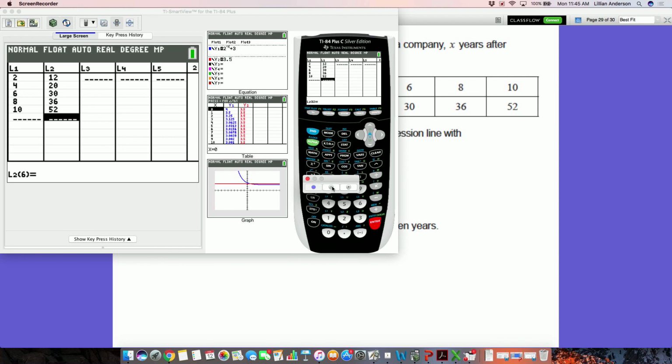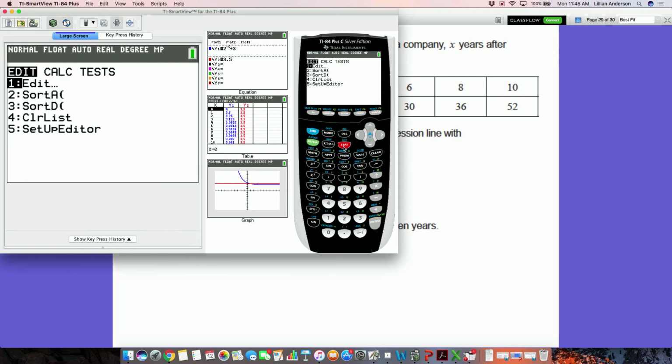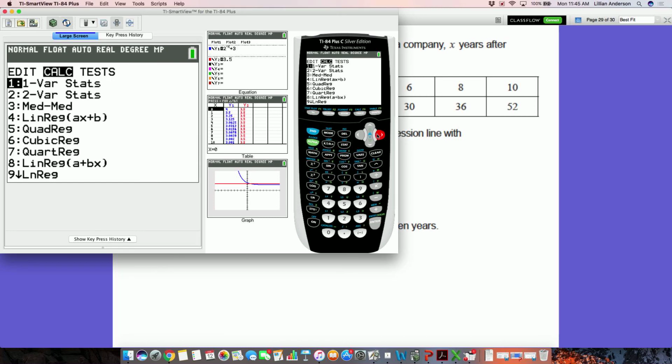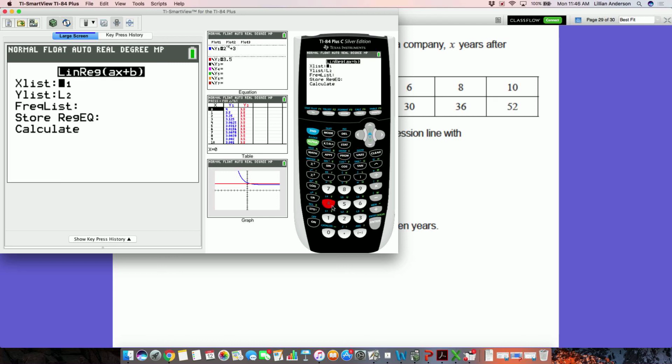Awesome. All right, so we got our data in. Now to get our regression line, where do we go? Stat. We go over to calc. Option 4. Yes, there is an option 8 that's a linear regression line, but it puts it backwards. We've been using 4 all year, so just use 4.